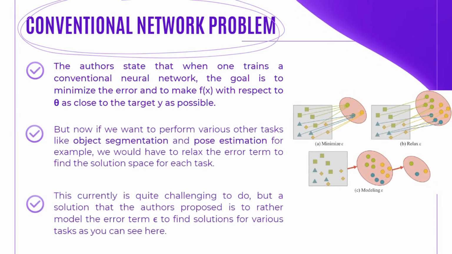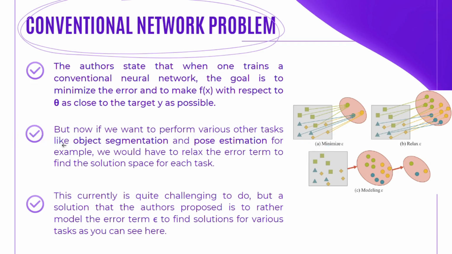So what is the problem with using just a conventional neural network or explicit knowledge? The author states that when one trains a convolutional neural network, the goal is to minimize the error and to make f of x with respect to theta as close to the target y as possible, so that the prediction and the target are as close as possible. There are some considerations that we can take in order to minimize the error.